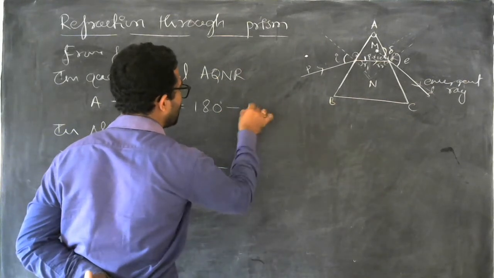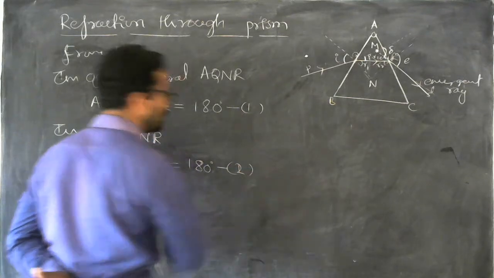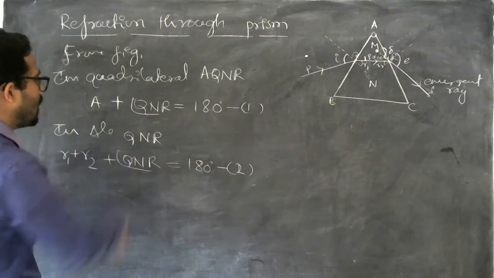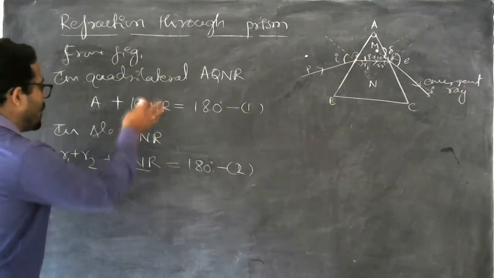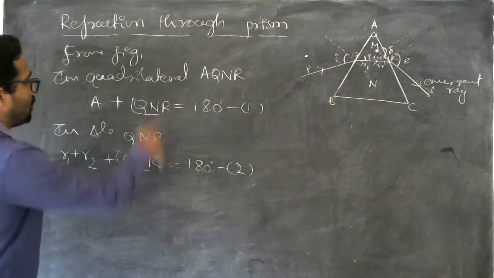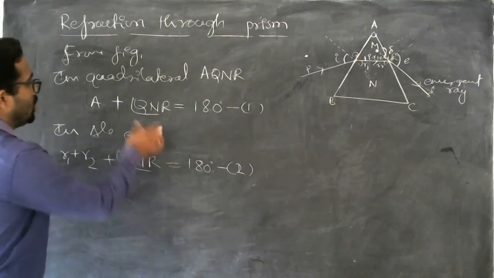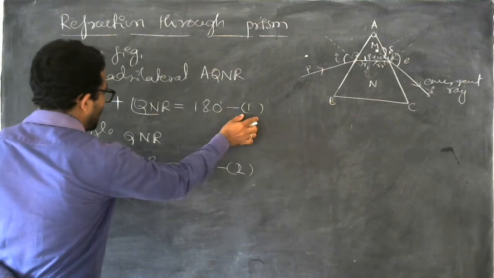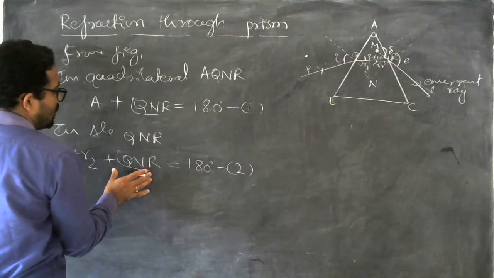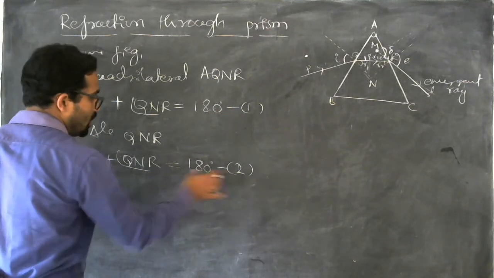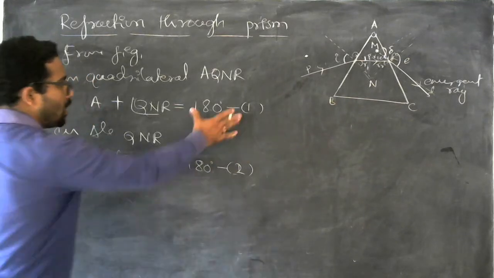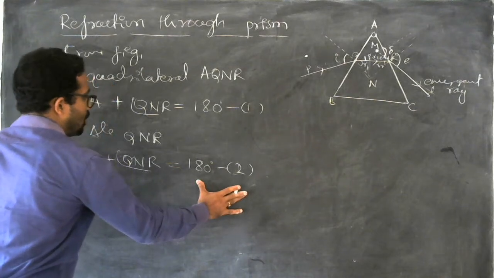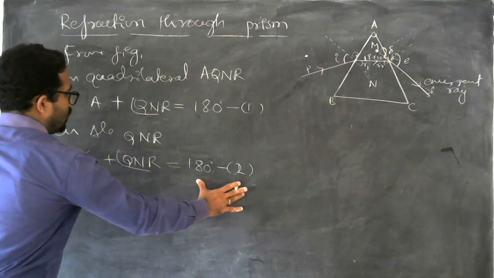Equation number 1, equation number 2. See here, both are 180, and both have QNR. So by equating these, from 1 and 2 what can we write? If you take QNR to the other side, it is 180 minus QNR here, and also 180 minus QNR here. That's why, what can we write? You can substitute.